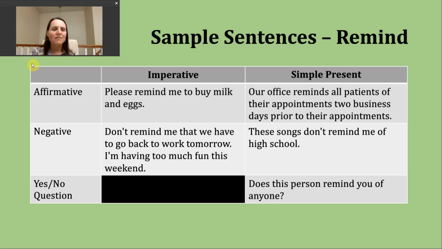Don't remind me that we have to go back to work tomorrow. I'm having too much fun this weekend. So this phrase, don't remind me, can be heard quite frequently. And when it's used, it's not meant in a mean way.